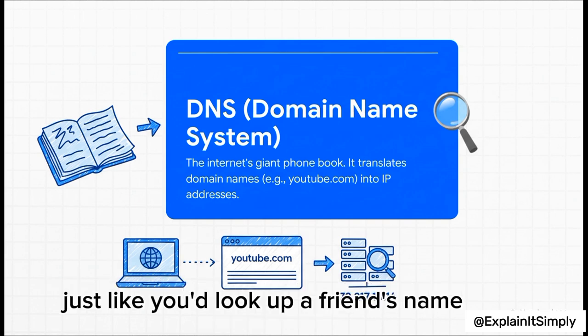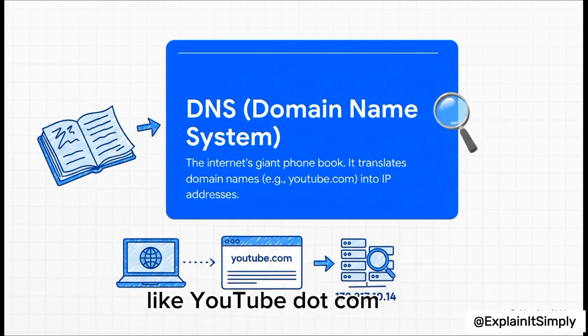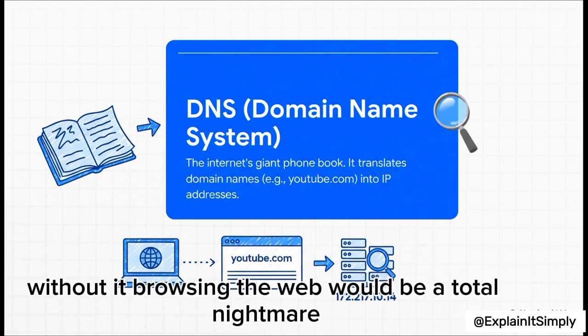Just like you'd look up a friend's name to find their phone number, your browser uses DNS to look up a simple website name like youtube.com to find its corresponding machine-readable IP address. Without it, browsing the web would be a total nightmare.